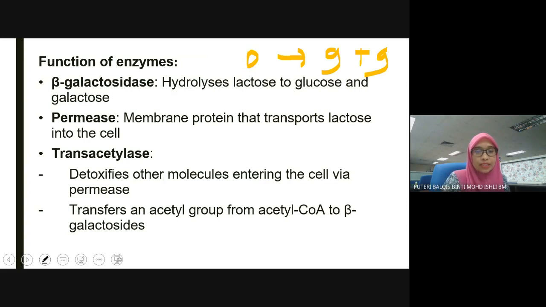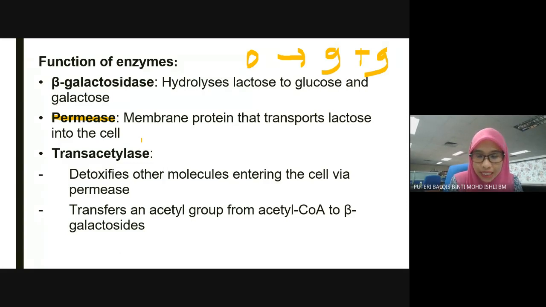Permease, the membrane protein that transports lactose into the cell. Permease has a function that has something to do with permeability. So what does permease do? It will increase the permeability of the membrane so that the transportation of lactose into the cell increases.